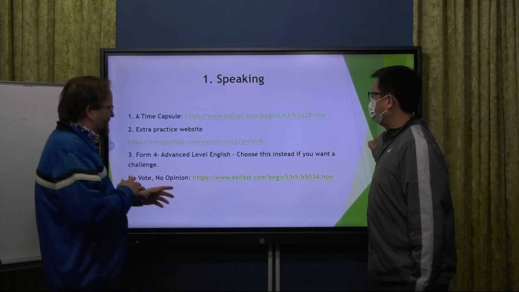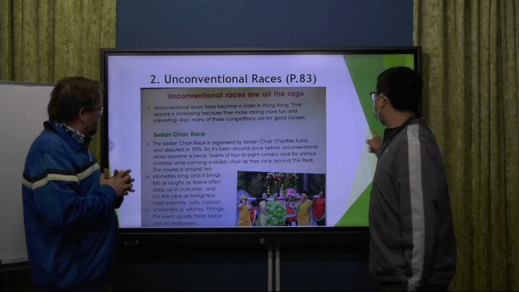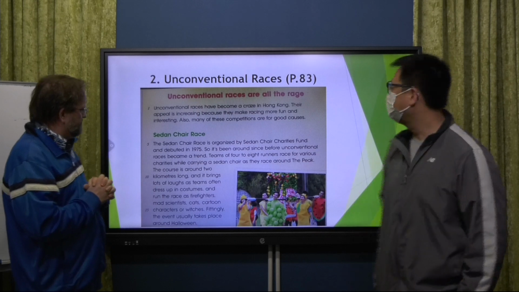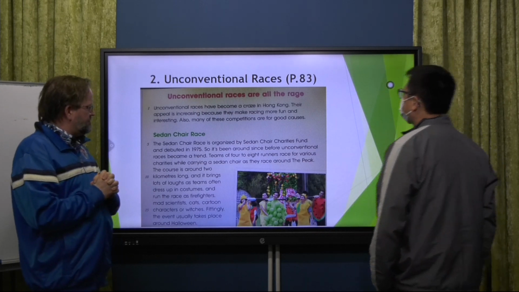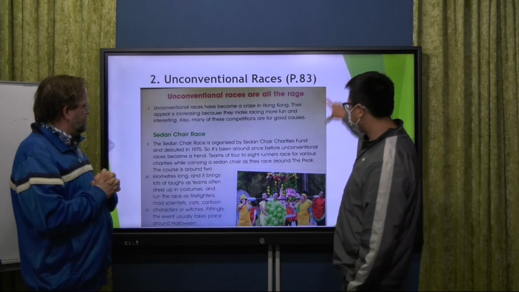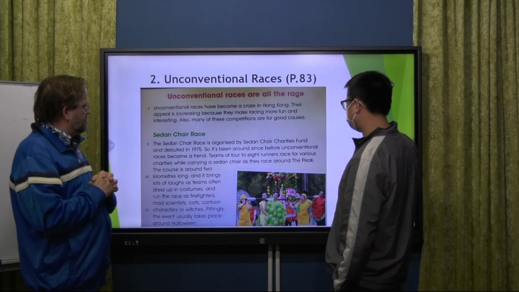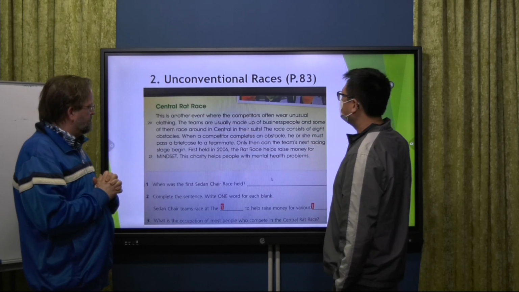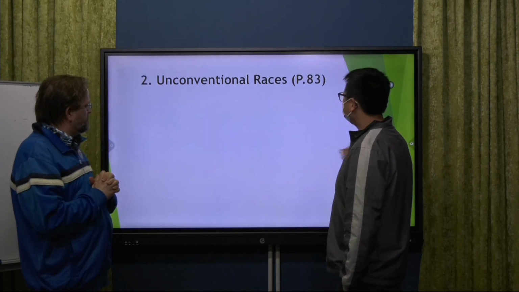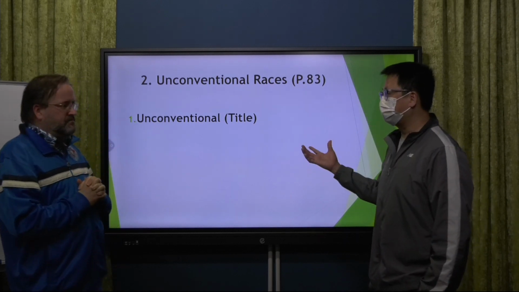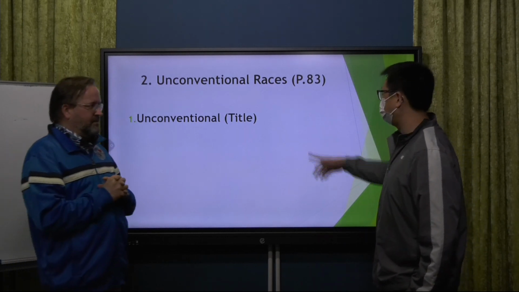Okay, now let's move on to the second part today. This is a test on page 83, talking about unconventional races. You can see it in your textbook as well, and I just captured the text. You may find some difficult words, and we will try to explain these difficult words to you first.